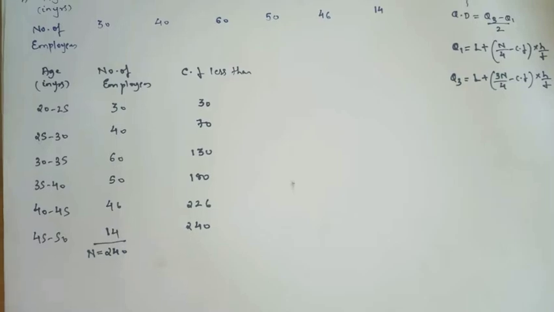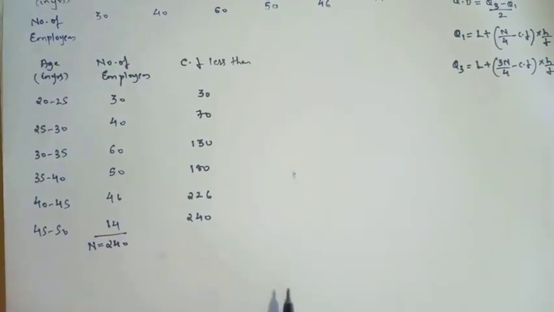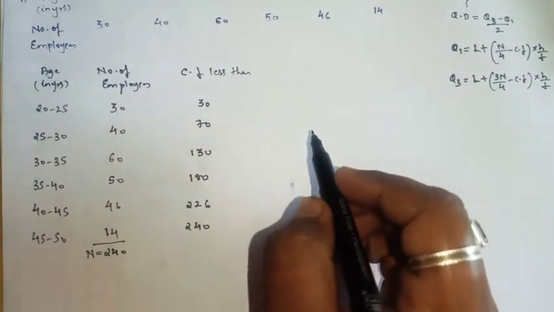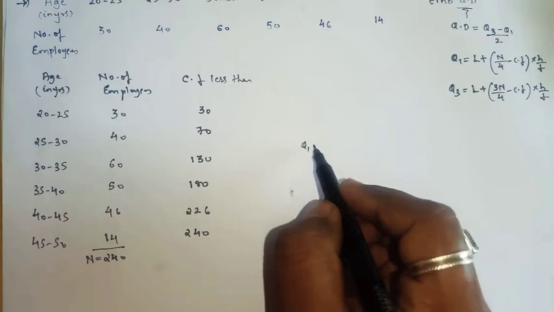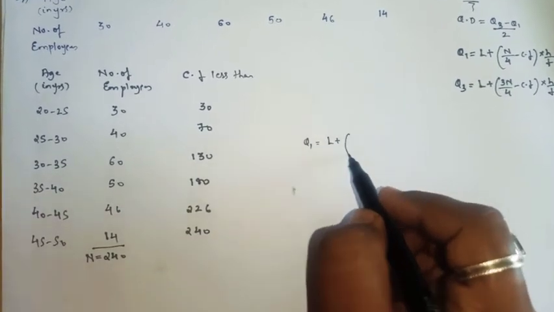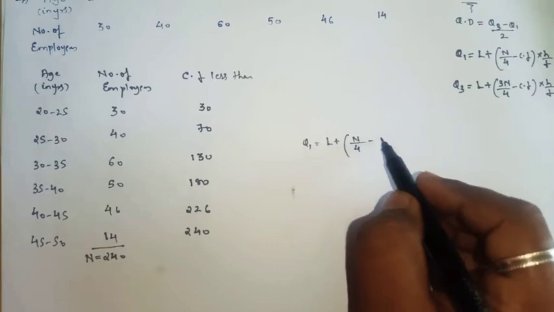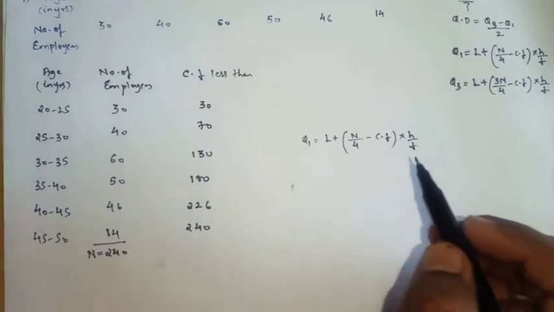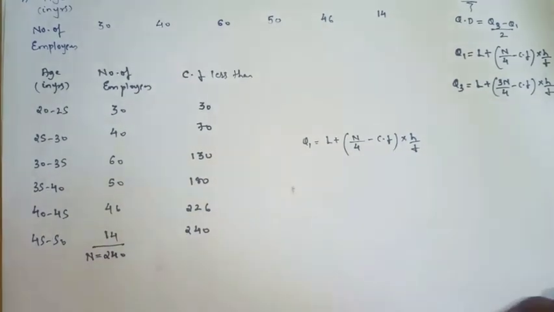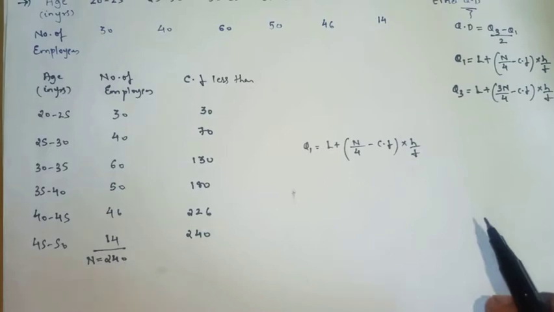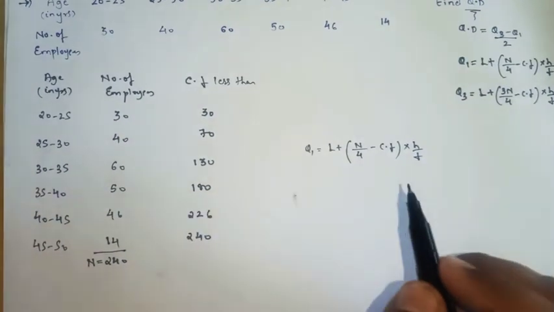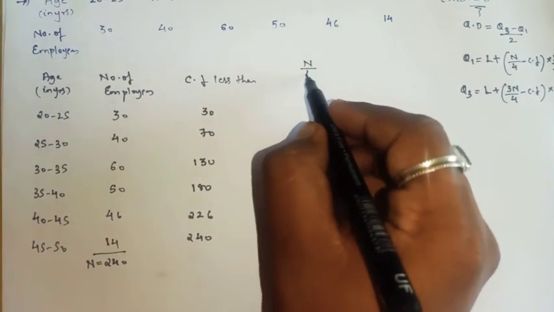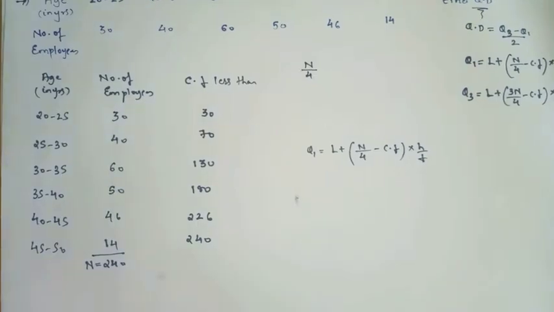Okay, now that we have created the table, we can apply the formula. First we'll write Q1. The Q1 formula is L plus N upon 4 minus CF into H upon F. Now we require L, N, CF, H and F. Without knowing these values we cannot find Q1. So first of all we'll find N upon 4. With the help of N upon 4, we'll get all the remaining values easily.